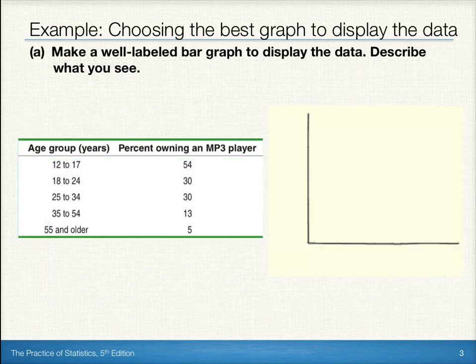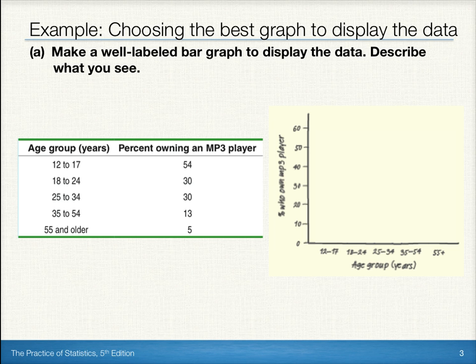The first part of the example asks us to make a well-labeled bar graph to display the data and then describe what we'll see. To do this, we'll first need to start by labeling our axes. The horizontal axis will be labeled with our age group in years, 12 through 17, 18 through 24, 25 through 34, 35 through 54, and 55 and older, while the vertical axis will represent the percent who own an MP3 player. We'll run this axis from 0 through 60 since the highest percentage is 54. Make equally spaced marks and label each by units of 10.